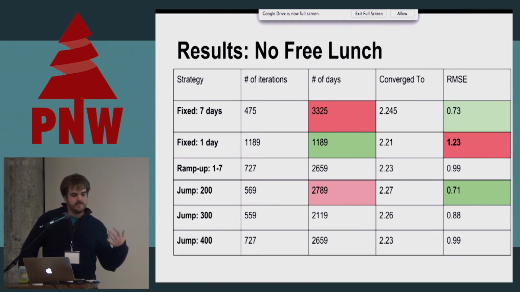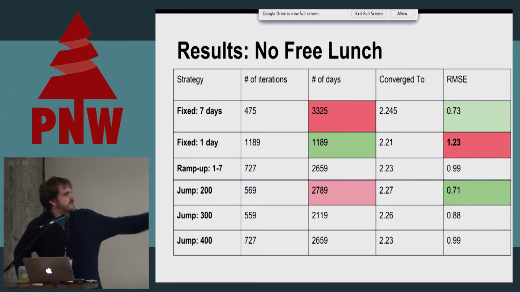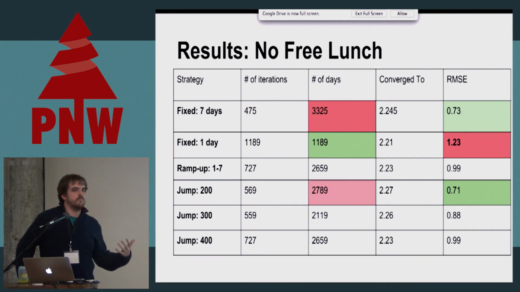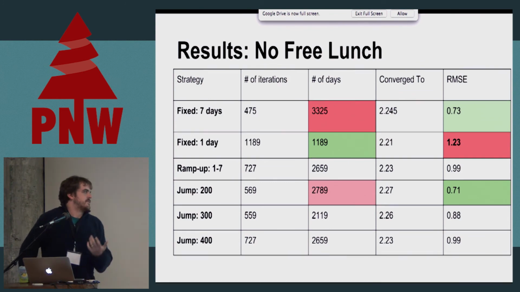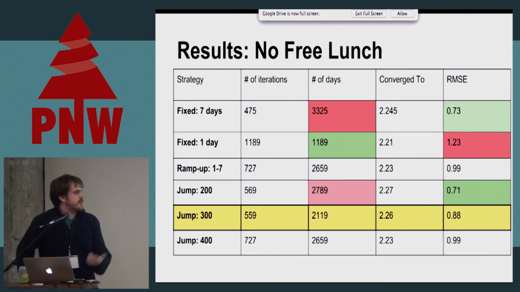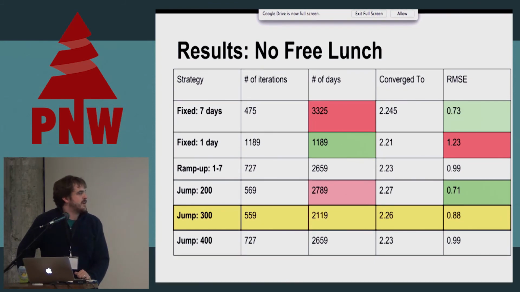And even the ramp up, I thought, was going to be good. It was kind of terrible. The jump ups were kind of as you'd expect. As the jump up moves further and further, you get more errors, but it converges faster. So what do you do, right? To me, this is kind of the best solution because it's a nice compromise between the two. That's still a really long time. I don't think that's really a viable solution in the long run. Yeah. That's it.